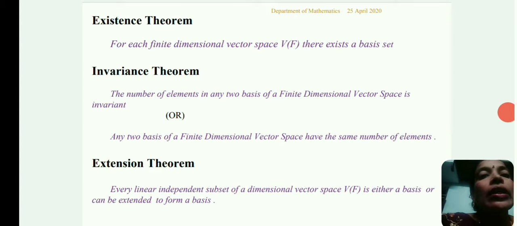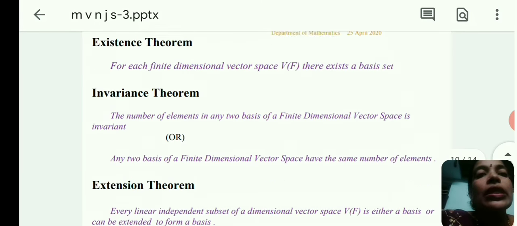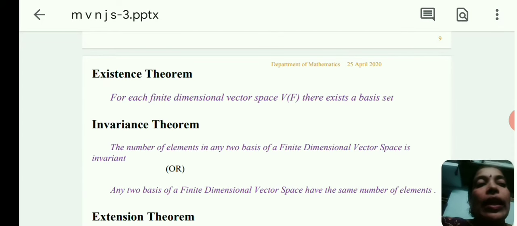In this unit, the existence theorem. What is the statement of the existence theorem? For each finite dimensional vector space V(F), there exists a basis set. This is called the existence theorem. Every linearly independent subset of a finite dimensional vector space V(F) is either a basis or can be extended to form a basis. This is called the existence theorem.